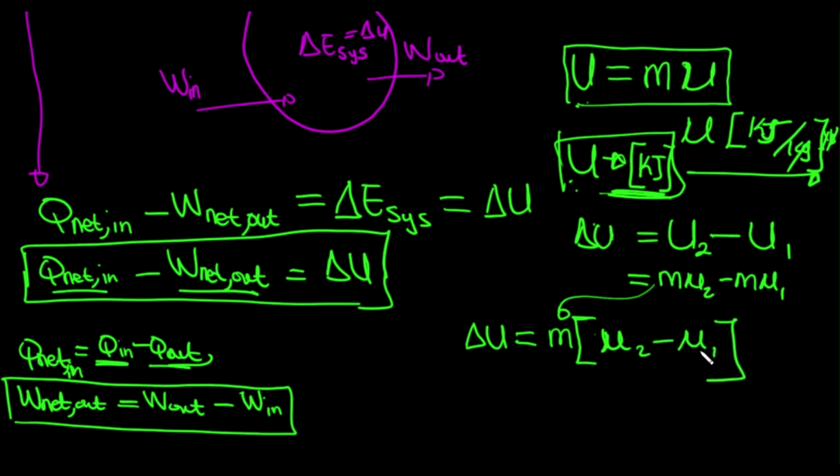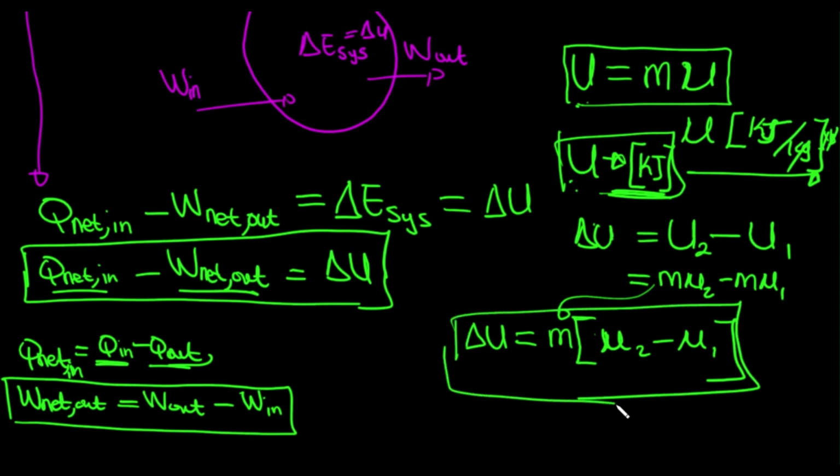This is not mu, think of that as internal energy. And this we can use to evaluate the change in internal energy. Provided we know the state, we know two properties at that state, we are able to evaluate what the internal energy is using the property tables. All right.